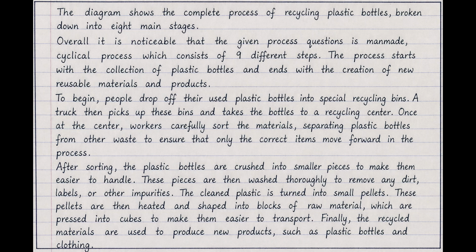The overview is one of the most important parts of IELTS Writing Task 1. It gives a general summary of the diagram. Example overview: Overall, it is clear that plastic bottle recycling is a man-made and cyclical process consisting of multiple stages, beginning with the collection of waste bottles and ending with the production of reusable materials and products.